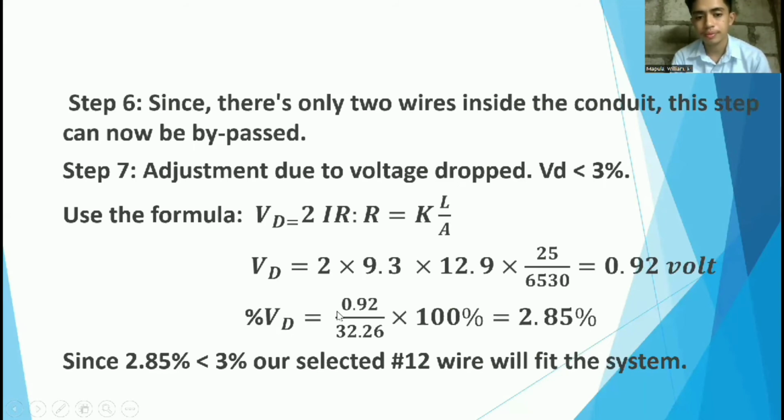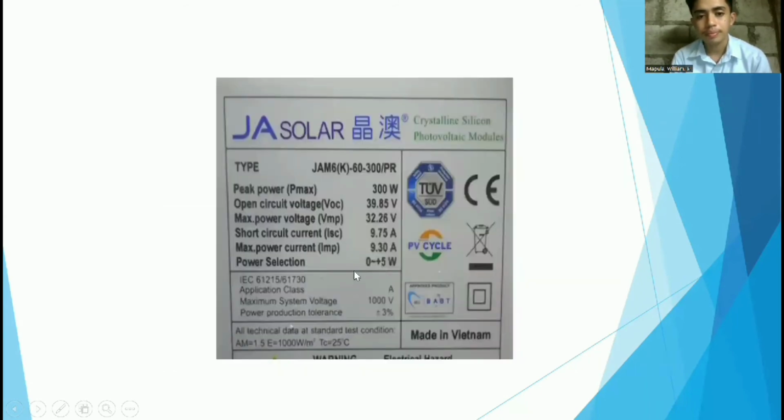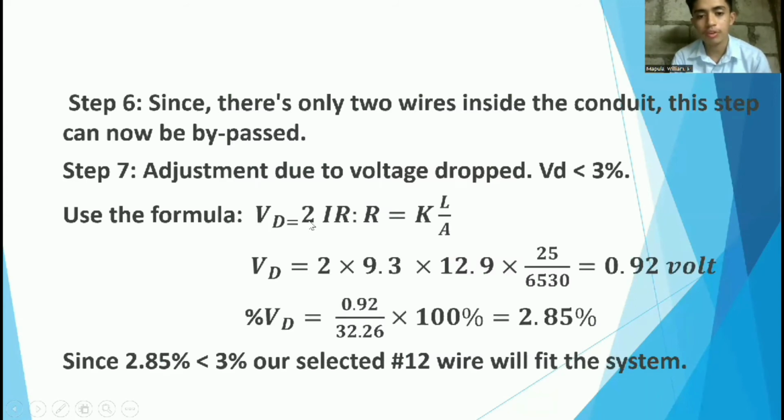Then divide natin sa maximum power voltage niya na 32.26. Then times natin sa 100. Kaya ang lalabas is 2.85%. Since 2.85% is less than 3%, our selected number 12 wire will fit in the system.